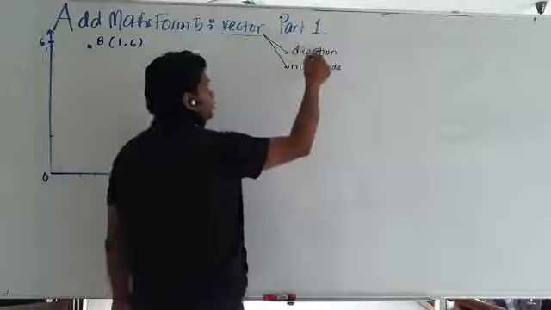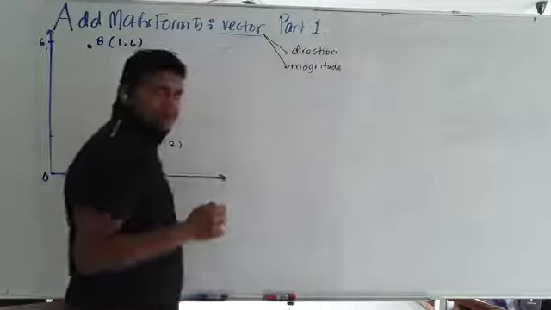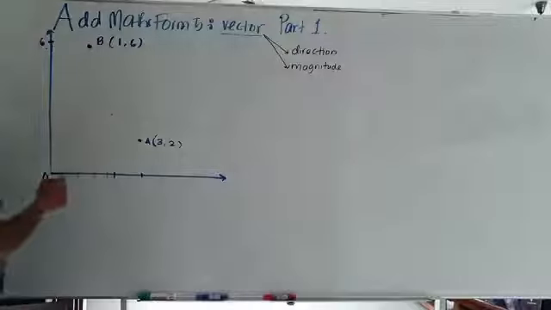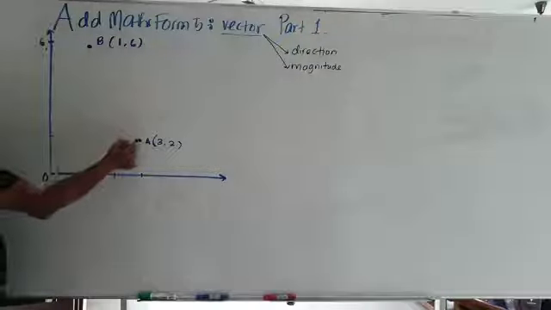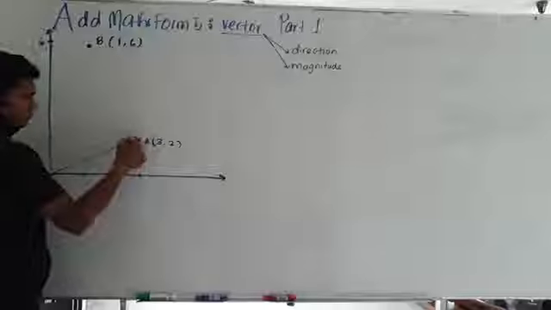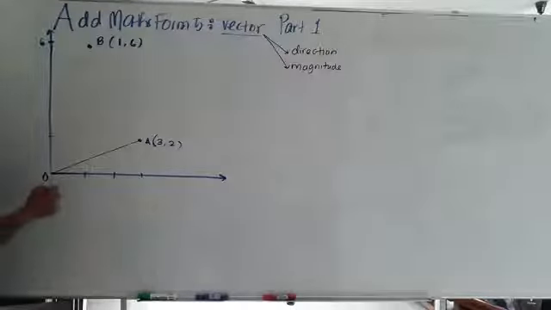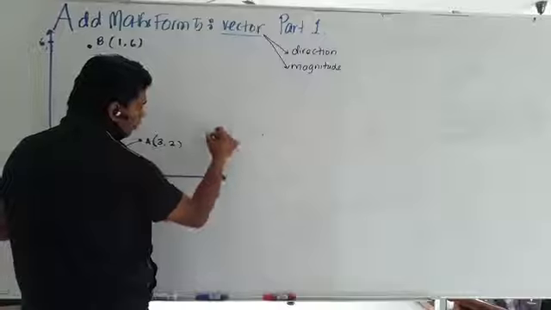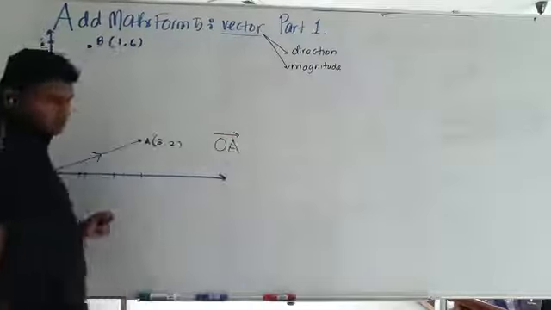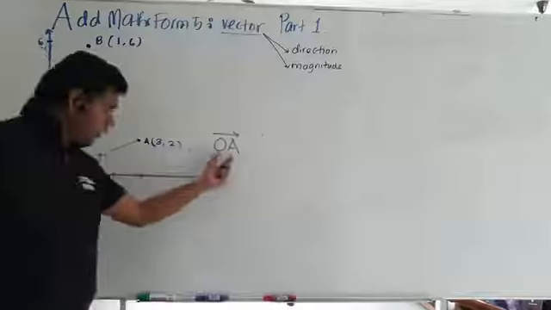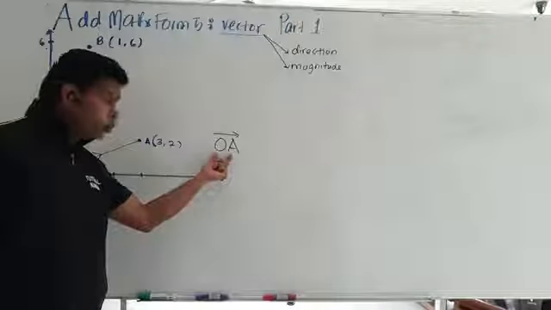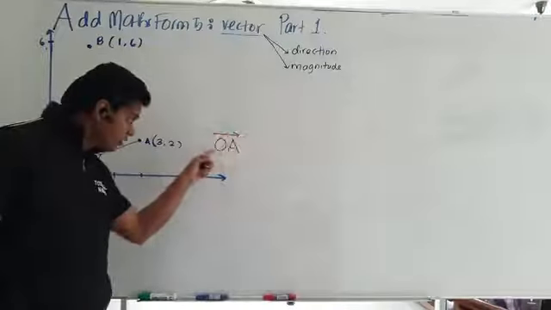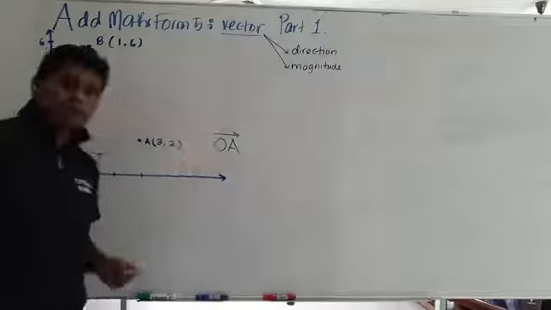So the important point here is, how do you show a direction? For example, let's take a look at this. If I connect point O to A, there's a direction. So therefore, I will write OA, showing a direction. That's a vector. That means OA has a distance and OA has a direction. The direction is moving from O to A.